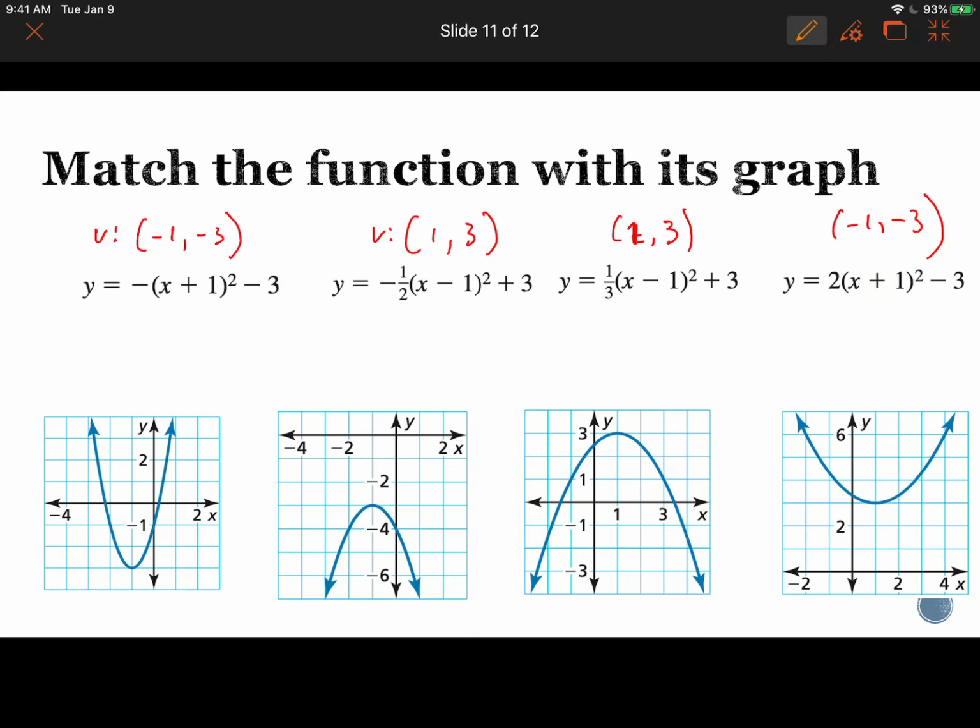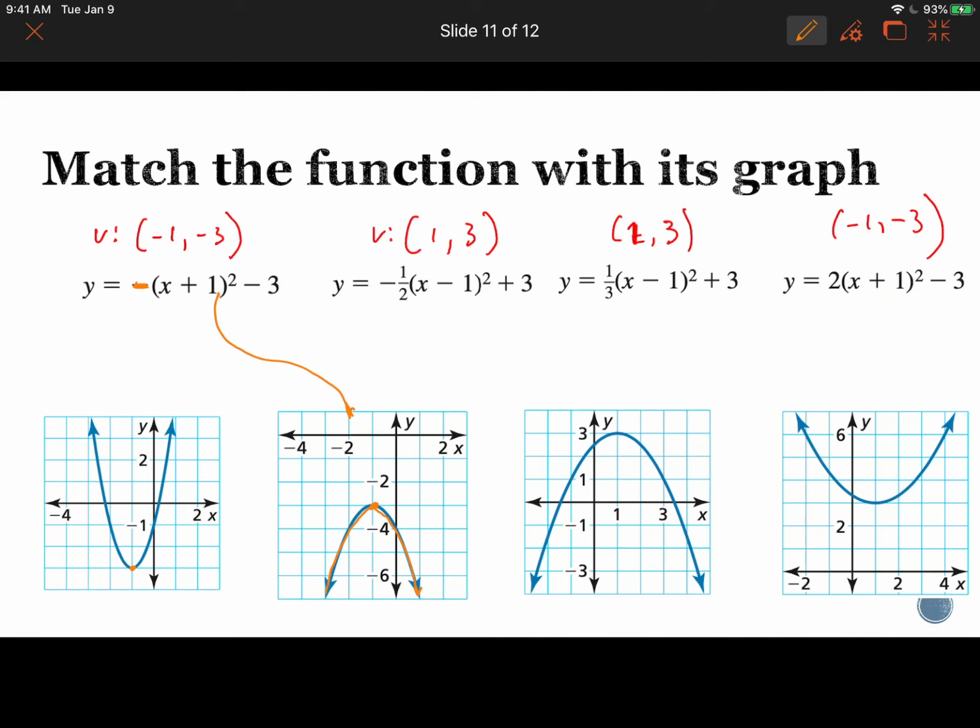Now let's identify a vertex for the first equation. -1, -3. We have one there, and we actually have another one there. So we need to use our other information that we know about this value of a. And if you can recall, the negative value results in a reflection and a maximum. So this equation goes to that graph.